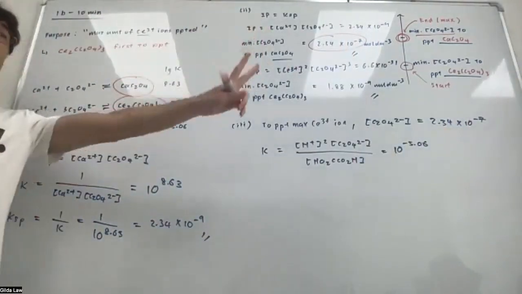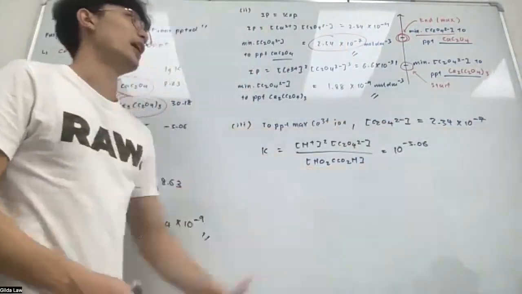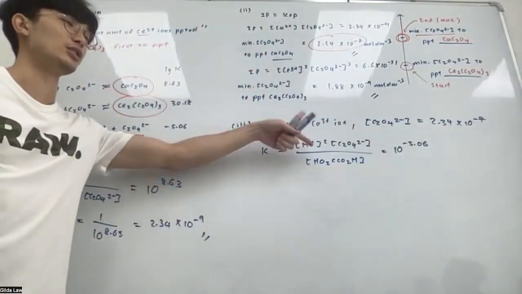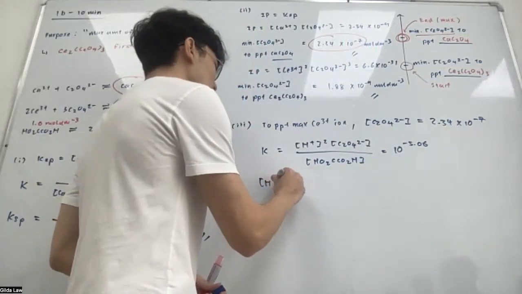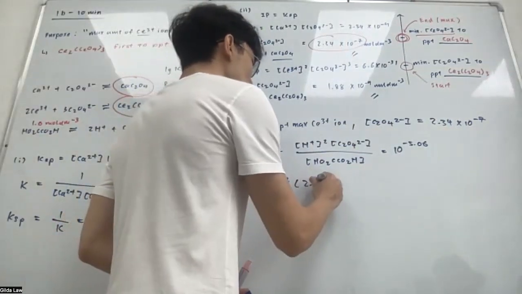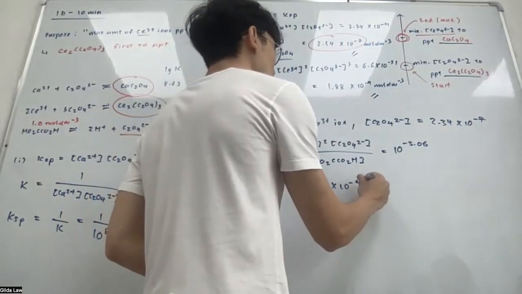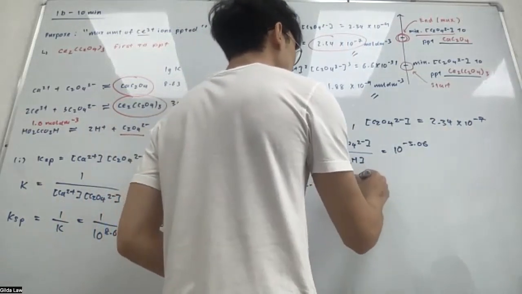So I've taken out the 2 things the question wants me to find already. And can you see, to find H+, I just need to sub everything inside. To find the concentration of H+, I have this value, and oxalic acid is 1 mole per dm cube, which is already given to us.